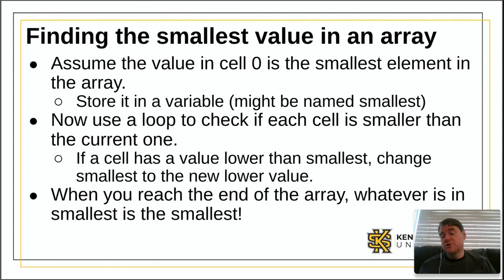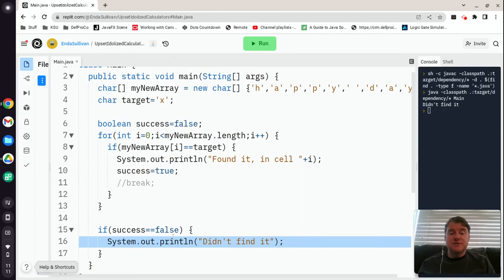Okay, so next up we're going to try and find the smallest value in an array. The algorithm for this is we're going to assume that whatever value is in the first cell is the smallest. And then we're going to check each subsequent cell and see if they have a value that's smaller. If I ever find one that's smaller, I'm going to remember that that is now the smallest, and when I reach the end of the array, whatever value I have in smallest is going to be the smallest.